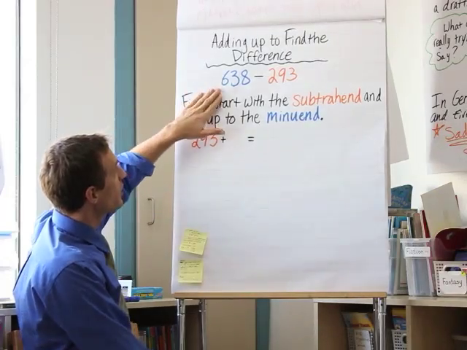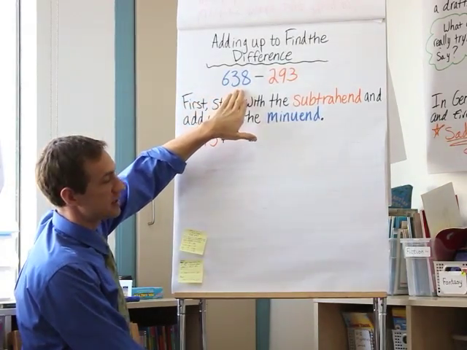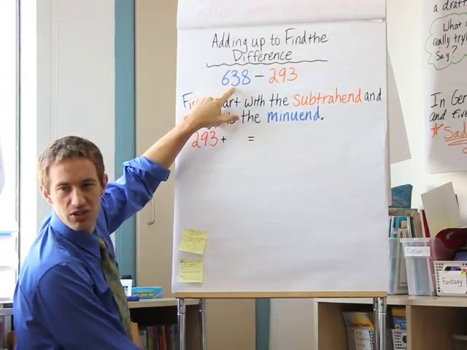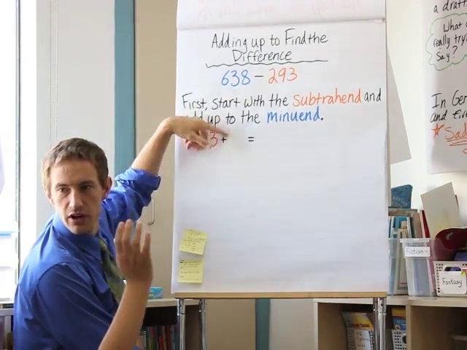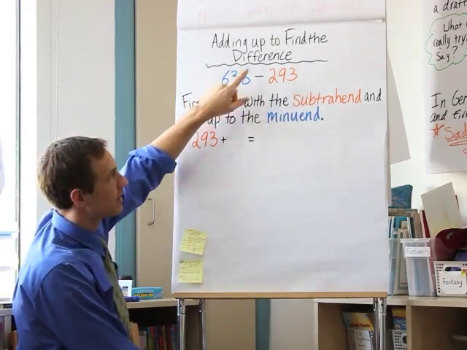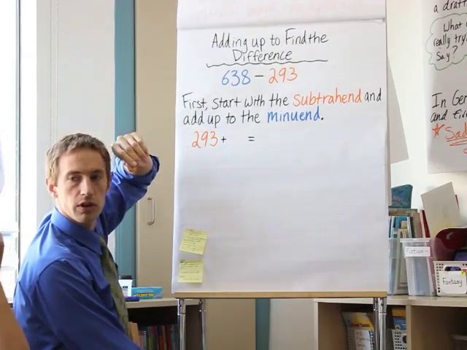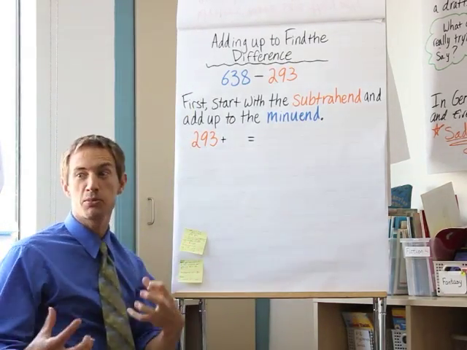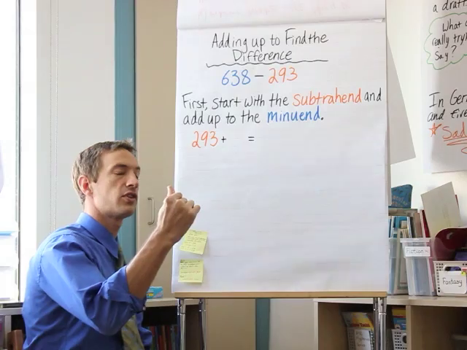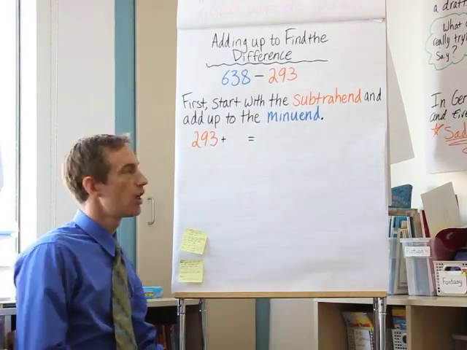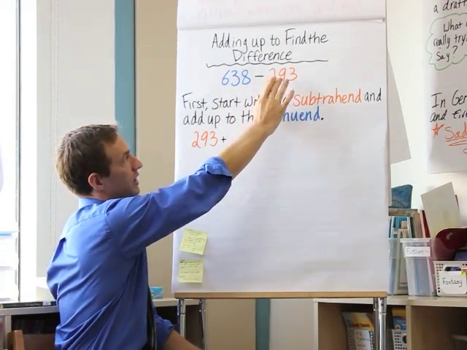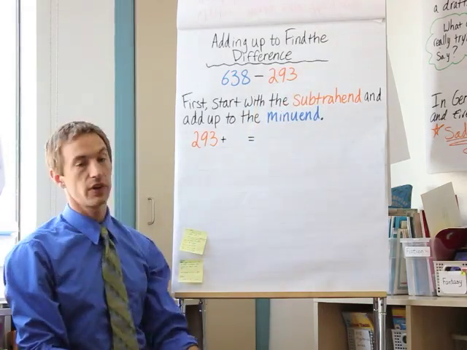So we have the number 638 and 293. What do we call this number? Does anybody remember? There's a hint right here. Mr. Ashraf? A minuend? Yes, this is the minuend. What is this number right here? Mr. William? Subtrahend. Everybody say it. Subtrahend. Miss Indigo? So we have 638 minus 293.